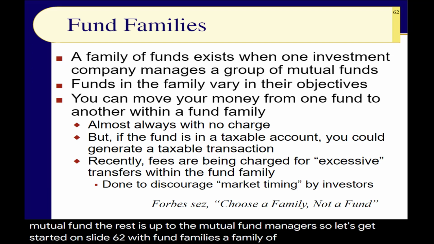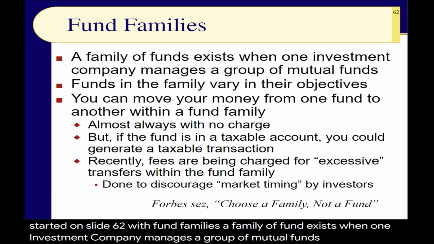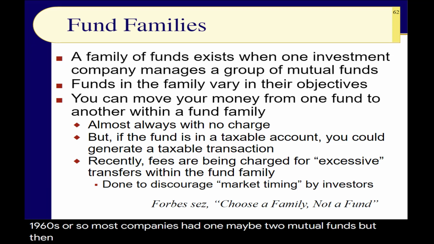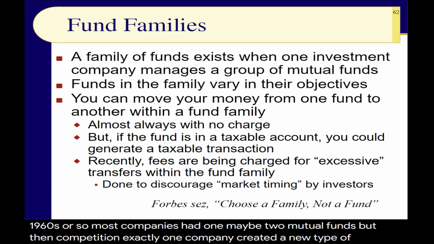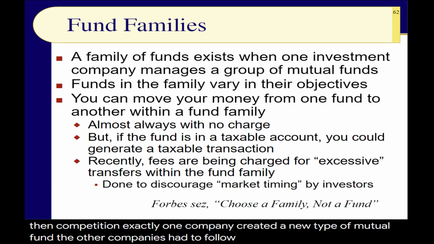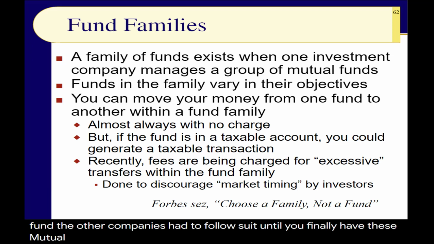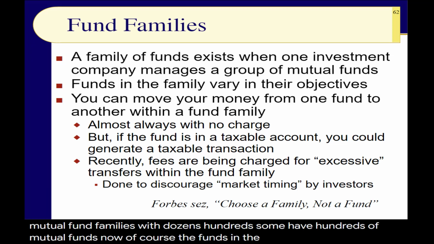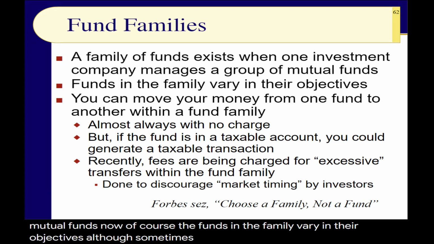A family of funds exists when one investment company manages a group of mutual funds. Up until the 1960s or so, most companies had one, maybe two mutual funds. But then competition, exactly. One company created a new type of mutual fund. The other companies had to follow suit until you finally have these mutual fund families with dozens, some have hundreds of mutual funds. Now, of course, the funds in the family vary in their objectives, although sometimes they're so similar it's hard to tell the difference.